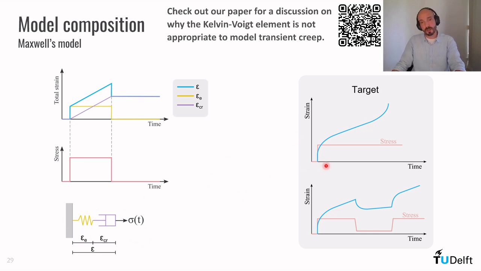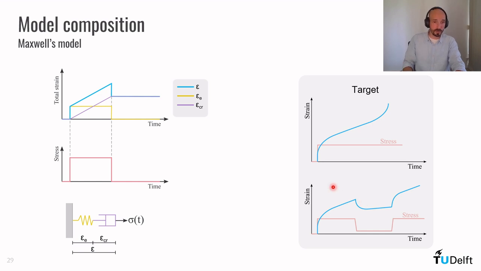But it completely misses transient creep, tertiary creep, and reverse transient creep. And if those deformation mechanisms are important, then we should model them as well. And that is what we are going to try to do now.